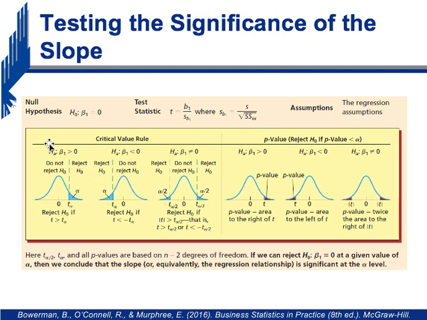Again, if the test statistic is greater than the critical value, or if the p-value is less than alpha, then we can reject the null hypothesis and say that the slope is statistically significant. Here, the values for t are based on n minus 2 degrees of freedom. So the degrees of freedom for simple linear regression is n minus 2.